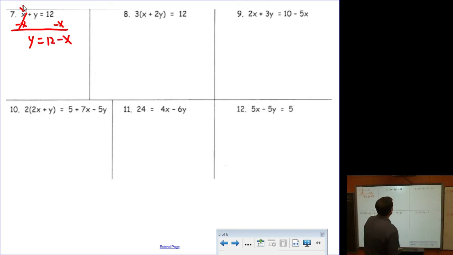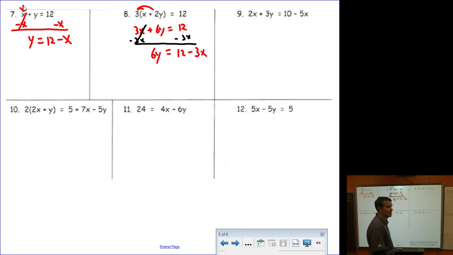In number 8, before I can solve this, well, there's a couple ways you could do it, but I'm going to go with the basic way. I might distribute the 3 and get 3x plus 6y equals 12. And now I would get rid of the 3x by subtracting 3x from both sides. That gets the y term by itself. And over here I would have 12 minus 3x, because those are not like terms. And then I would divide everything by 6.